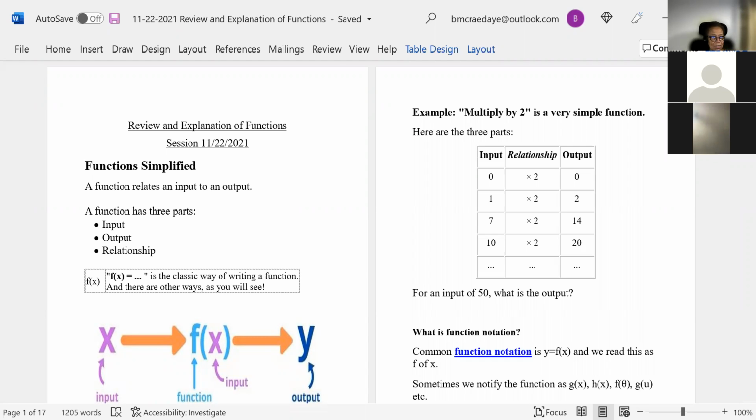Function simplified. You see that? Oh, you see that, Latoya? Yeah. I see Chatsy is coming on. Functions, I hope this is going to be simplified.